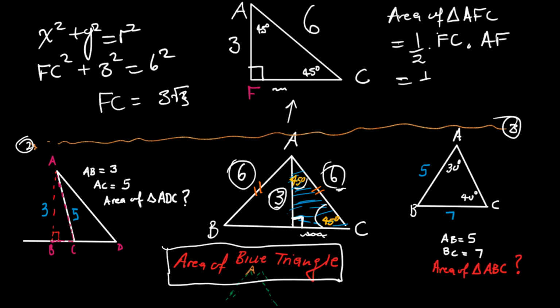So we have half, then multiplied by FC, which is 3 root 3, and then multiplied by AF, and AF is 3. So this becomes 9, then 9 over 2 square root of 3. So it's 9 square root of 3 over 2 square units.